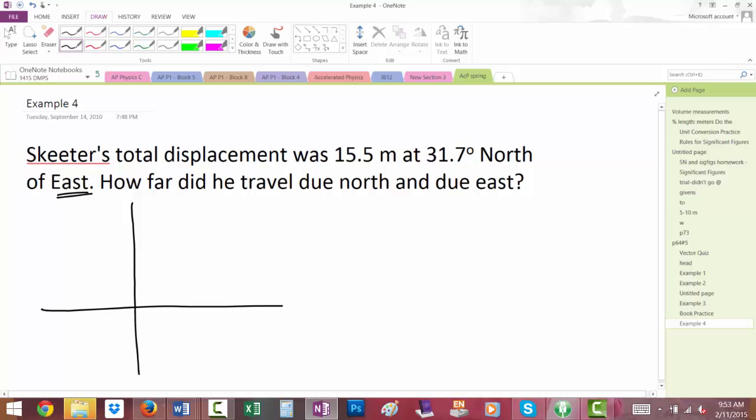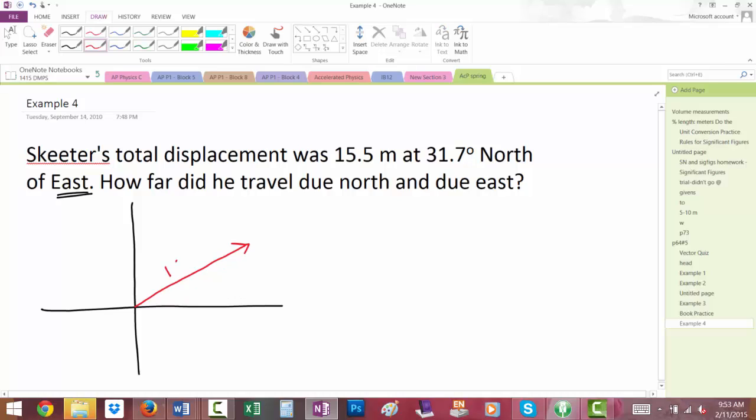And then turn it 31.7 degrees north from there. That's the direction that your vector should go. Does that make sense? So again, you're going to face it east and then turn it north. Okay? And once you know that direction, then you can go ahead and draw the vector. It's going to look something like that.